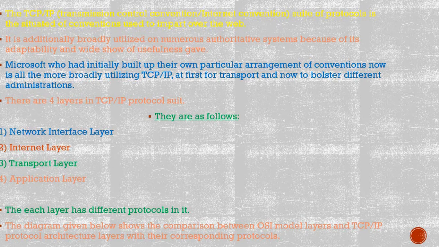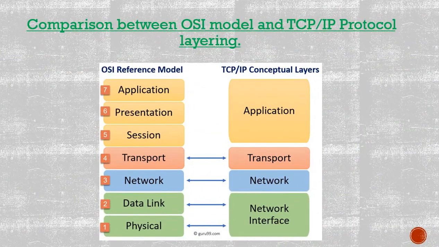So over here, TCP and IP protocol consists of the network interface layer, internet layer, transport layer as well as application layer. This is a simple comparison between the OSI model and TCP/IP protocol layering. Within the OSI reference model, a total of 7 layers are used. Already we have seen these things in my previous video, and today we are going to concentrate on these 4 layers which are used within TCP and IP.